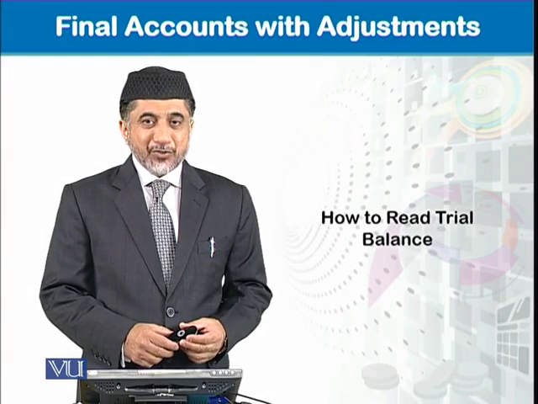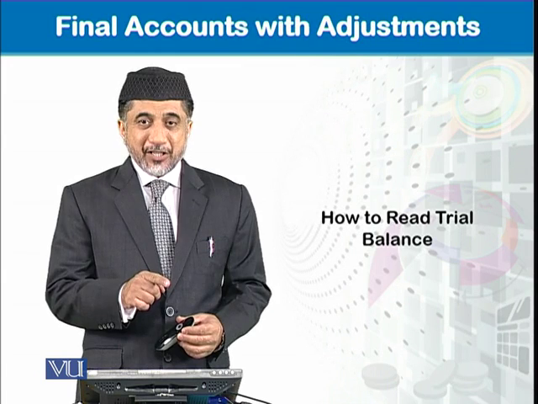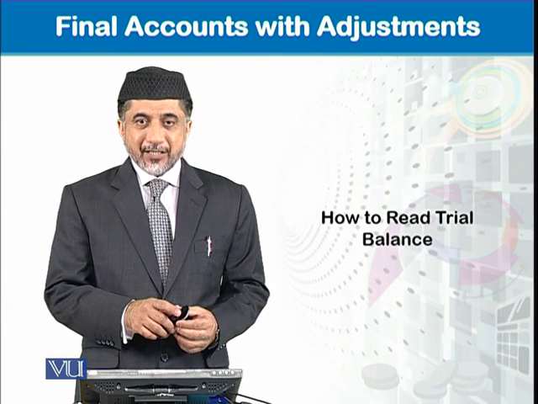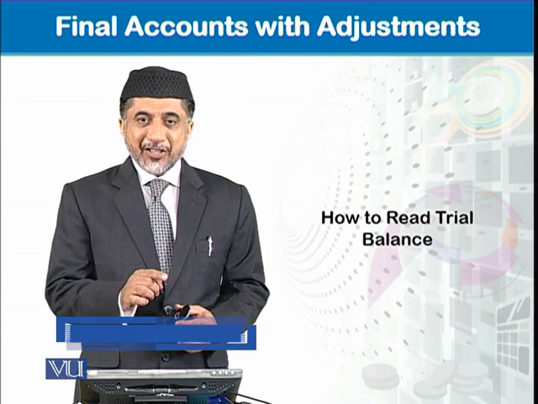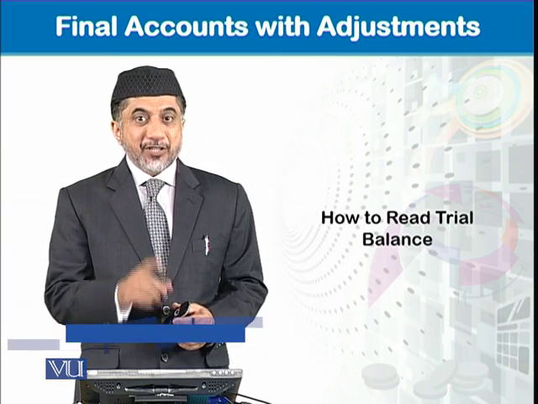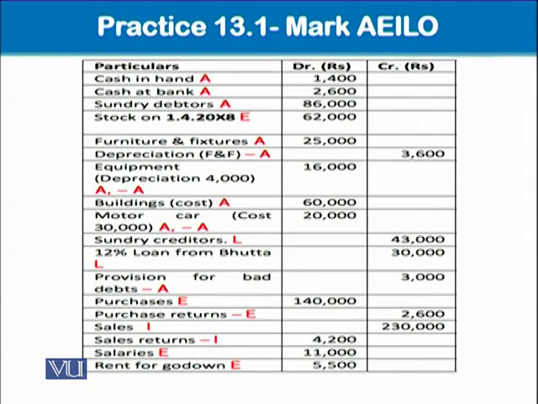The topic is final accounts with adjustments, and this module is a continuation of the earlier module in which we discussed the trial balance and its adjustments. In this module, we will learn how to read the trial balance, how to concentrate on it, and we will learn ILO. The ILO in this trial balance is to mark A for asset, E for expense, I for income, L for liability, and O for owner's equity items.